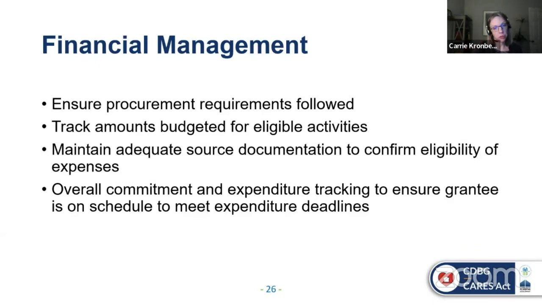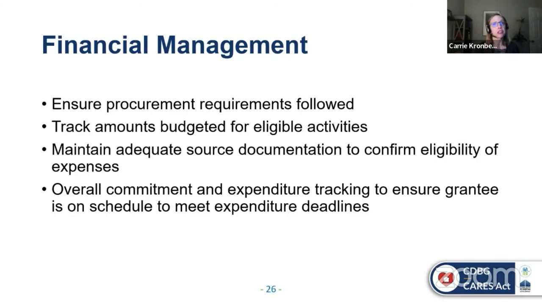You didn't follow your own rules about procurement, and now you have to demonstrate that costs are reasonable, or you have to repay funds. So it's something critical. Ensure your procurement requirements are followed. And then like other activities, you want to track amounts budgeted for eligible activities. So obviously you want to ensure adherence to your budgets, but also as part of your progress tracking, this is some of that interconnectedness of these requirements, right?